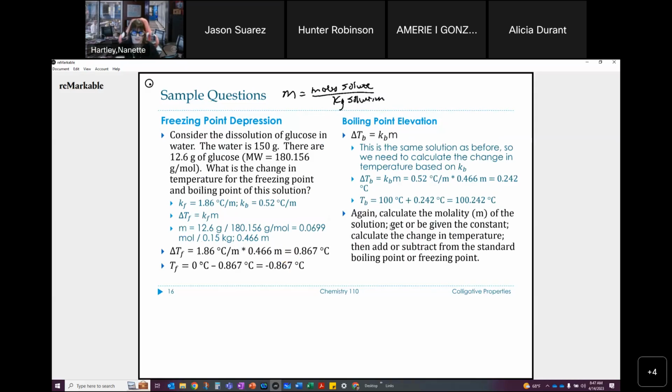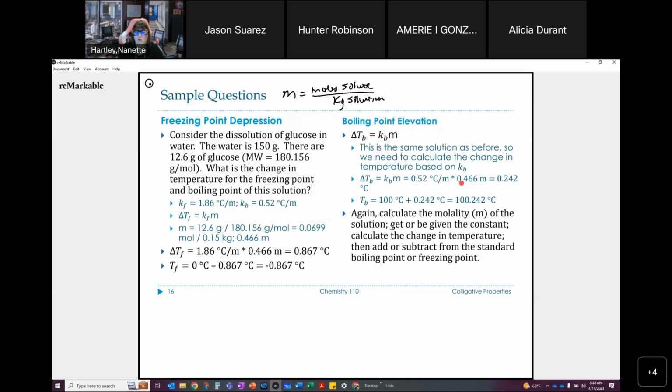Right? Okay. When we talk about our boiling point elevation, we're looking at the same kind of equation. Delta TB is equal to KB times the molality. So we're talking about the same solution as before. So we need to calculate the change in temperature based on KB. So I've already calculated that molality. So I see delta TB equals KB times the molality. My KB is 0.52 degrees C per molal.